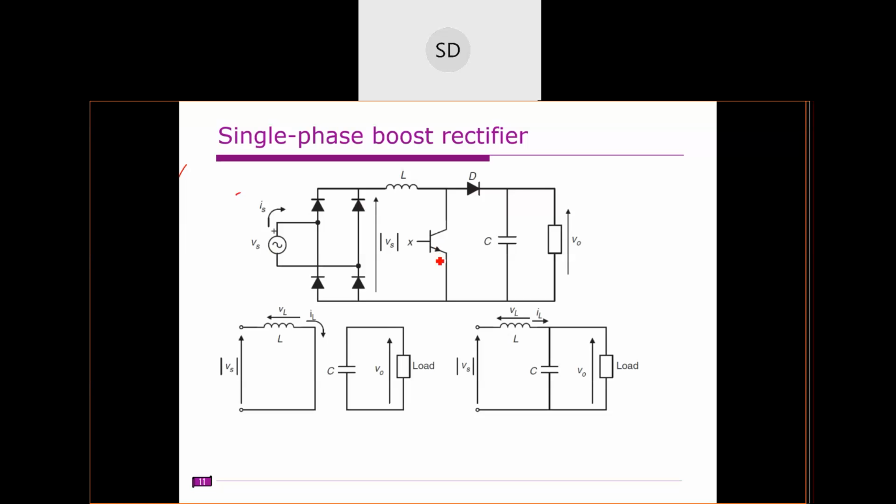Now we have this inductor, this switch, which may be an IGBT or MOSFET, and we have this diode and capacitor C. So what is the main difference between the regular boost converter and this one? In the boost converter it is DC to DC, whereas here you have an AC supply and the output voltage is DC.